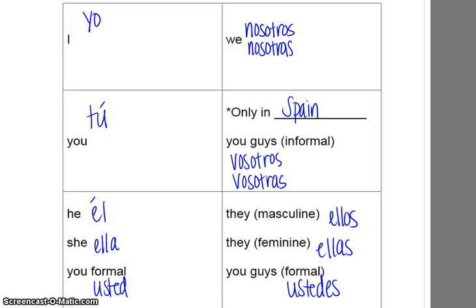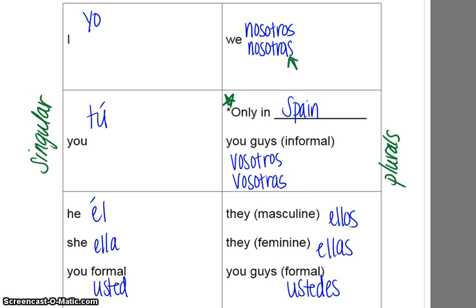This is what you should have. Yo, tú, él, ella, usted, and remember that these are all your singular subjects on the left, and then the corresponding plurals are on the right hand side. So we, nosotros, and nosotras. Remember, nosotras is just girls, and nosotros is a combination. Vosotros and vosotras, the informal you guys, usually only used in Spain. And then ellos, ellas, ustedes.